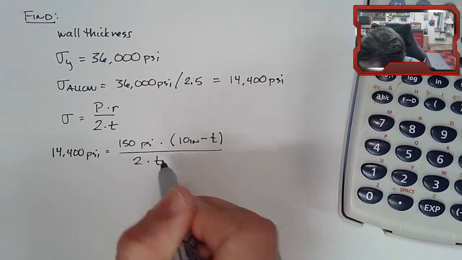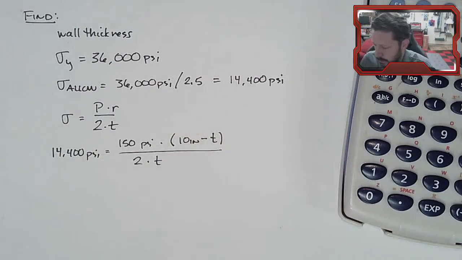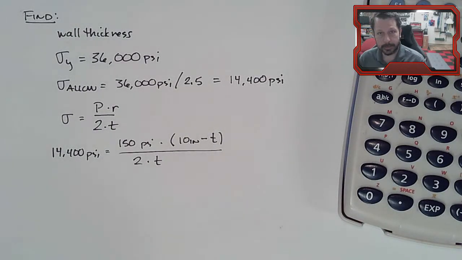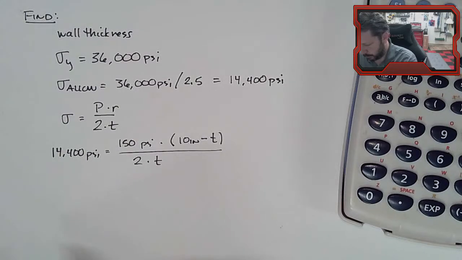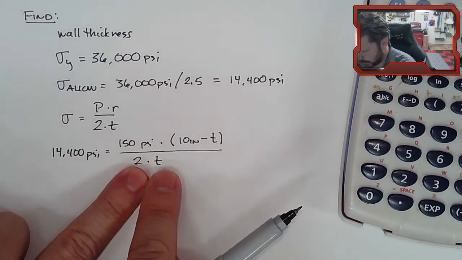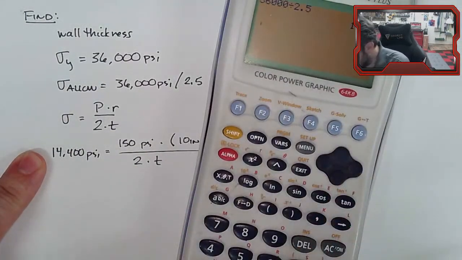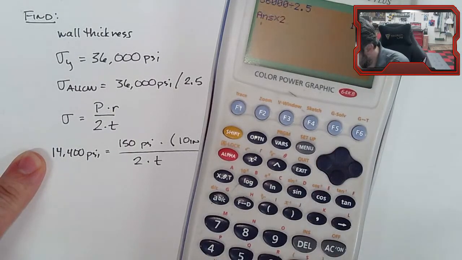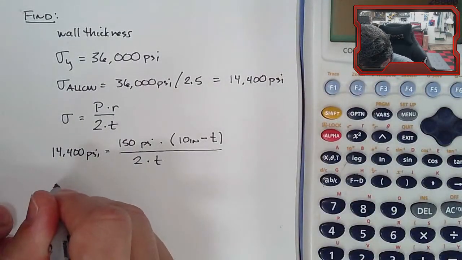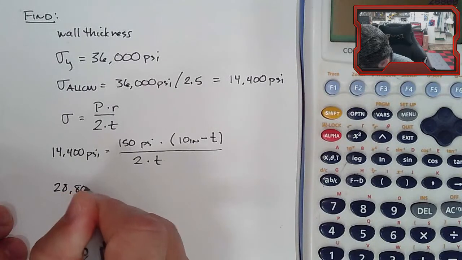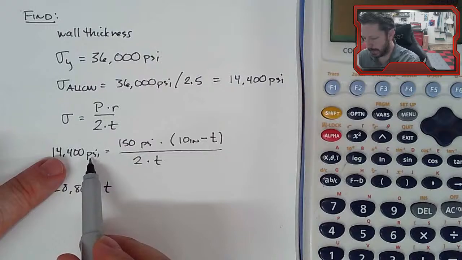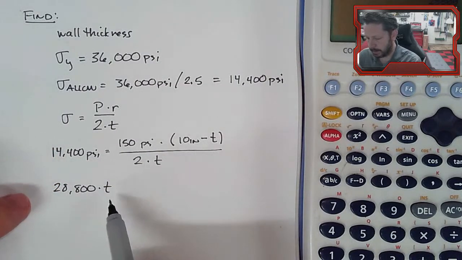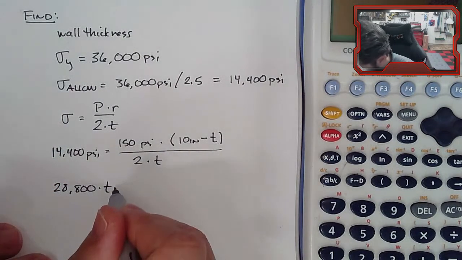2 times T, that's the same wall thickness. So the only variable in this equation is the wall thickness, which is what we're trying to find. So we just need to expand this and do a little bit of algebra. The 2T comes over here. 14,400 times 2 is 28,800 times T. I want to leave the units off. Everything's in pounds and inches over here so that my wall thickness should come out in inches.